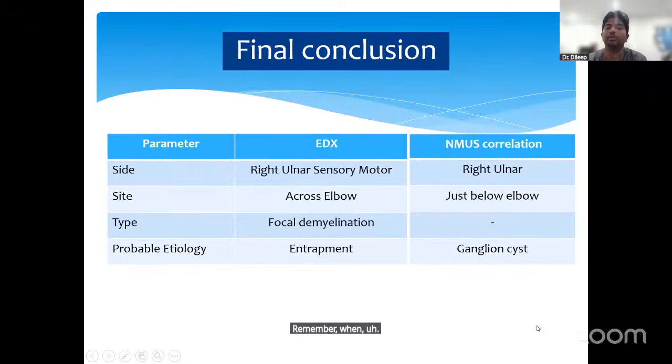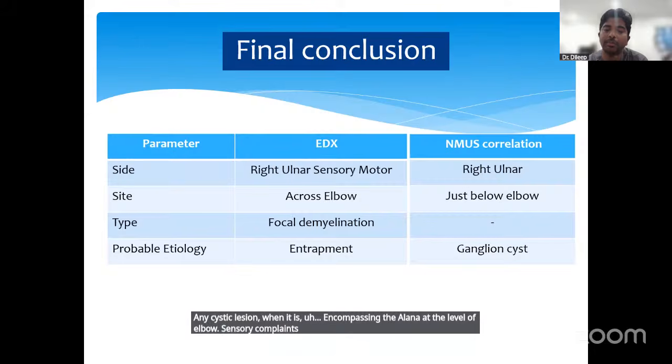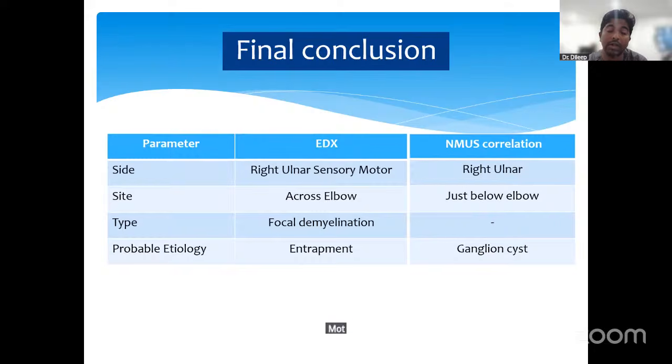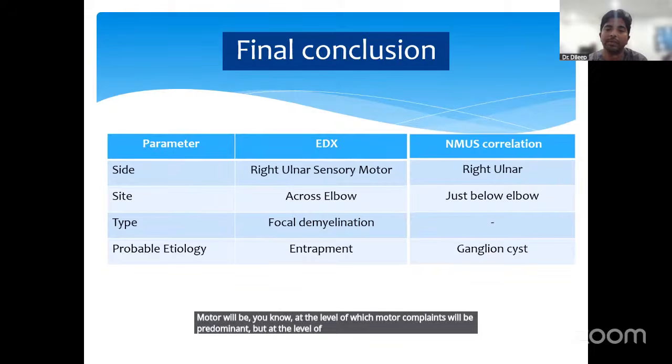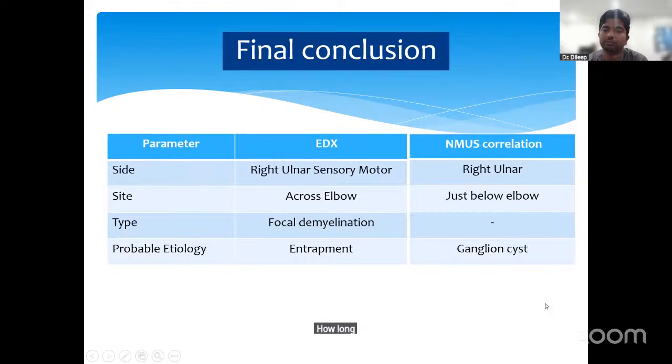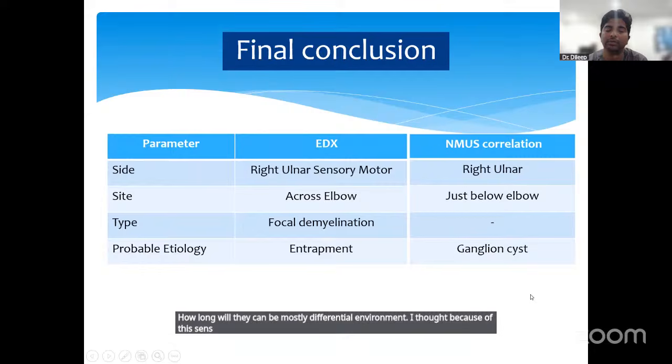When any cystic lesion is compressing the ulnar nerve at the level of elbow, sensory complaints will be more than the motor. At the level of wrist, motor complaints will be predominant, but at the level of elbow, mostly patients will present with sensory complaints rather than motor. There can be a differential involvement, I thought, ma'am, because of this sensory involvement. Which is the most common site for this sensory involvement at the level of elbow?